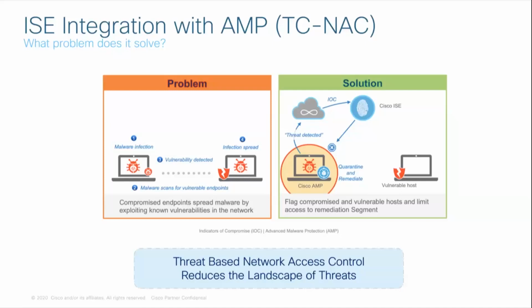What will be the solution for this, you may ask? In cooperation, ISE with AMP over TC-NAC, we are able, with the Cisco AMP cloud, to configure and send real-time high-fidelity indicators of compromise. Those threat-detected events will be sent to Cisco ISE to dynamically control the access level of the endpoint or a user based on the malware status. So in this case, we can stop the spread of this threat, contain it, and remediate.